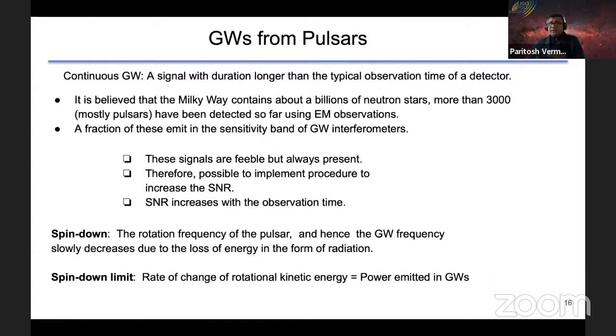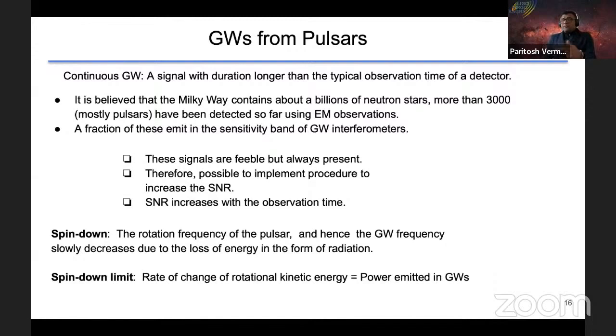As said by Ian, this is a signal with duration longer than the typical observation time of a detector. It is believed that our Milky Way contains billions of neutron stars, and we have already detected more than 3,000 of them using the electromagnetic spectrum. A fraction of these neutron stars are even emitting gravitational waves which lie within the sensitivity band of our detectors. These signals are very weak, but they are always present. Hence, we can implement a procedure to increase the signal to noise ratio, because it is directly proportional to the square root of the observation time.